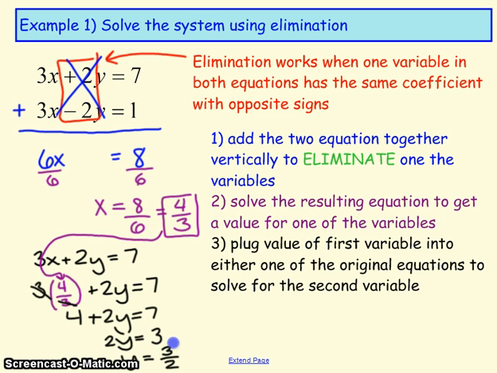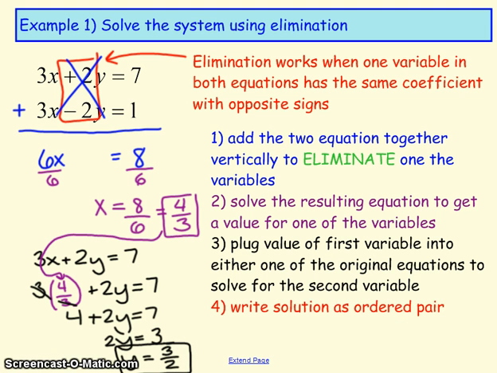So now I have the value of my second variable. At this point, we know x and y, so there's only one thing left to do. And that's something that we've done for every system we've solved so far, to write the solution as an ordered pair. So in this case, the ordered pair would be the x first and then the y. So we have 4/3, comma, 3/2, and we've solved the system with elimination.